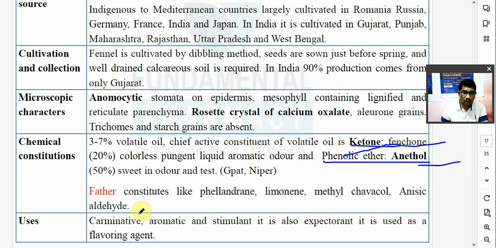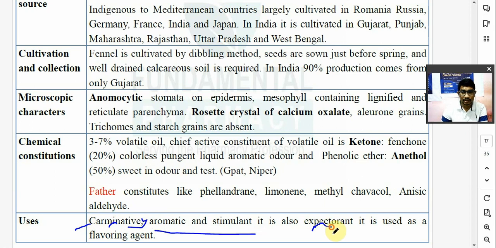Other constituents like pinene, limonene, estragole, anisic aldehyde, these are the other constituents. What is its use? It is a carminative. What do you do after eating food? You eat saunf. Why do you eat it? So that your digestion is good, because it is a carminative. What do you mean by carminative? Carminative means an agent which will expel the gases from your GIT. It will remove gas from your stomach. It is an aromatic stimulant. It is also an expectorant. It is used as a flavoring agent.